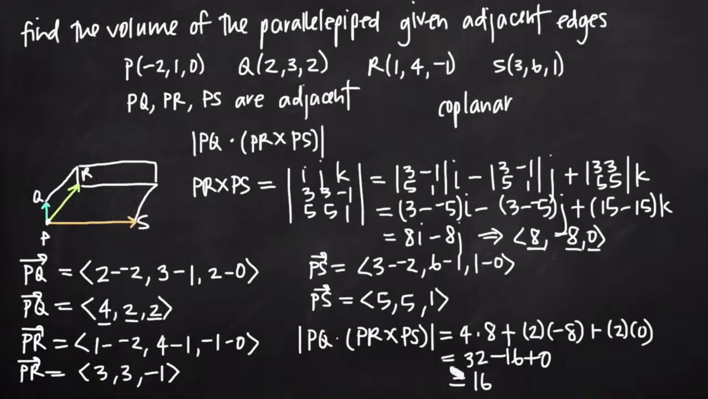So if you have a volume of 0 as a result of this scalar triple product, one thing you can conclude is that these 4 points lie in the same plane, and we can call them coplanar.